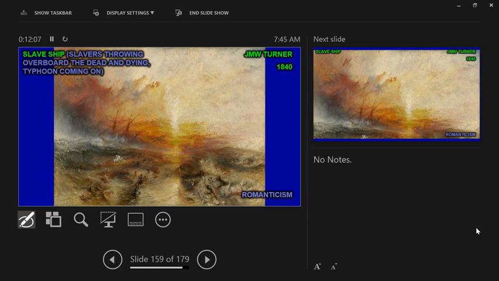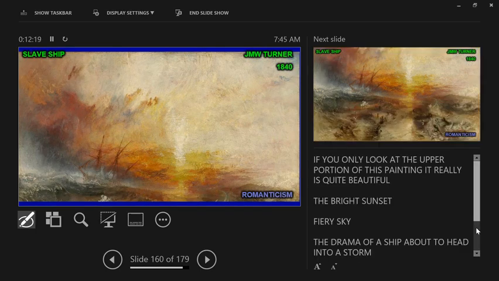So it looks, on first glance, like a beautiful painting. We've got the ship in the background. We have a storm coming in from the left, this beautiful sunset, this fiery sky. And in fact, if you look at the upper half of the painting, it looks quite beautiful.